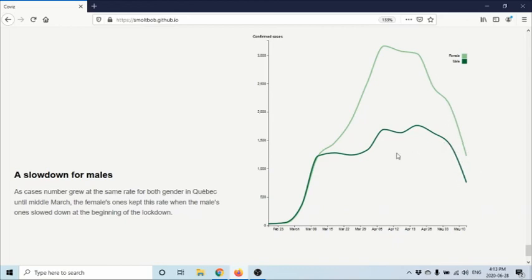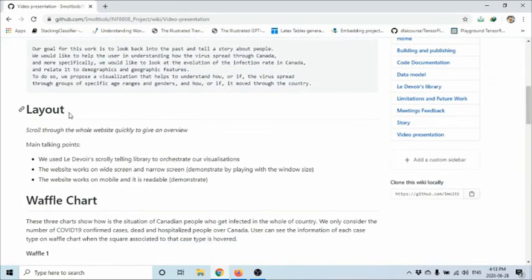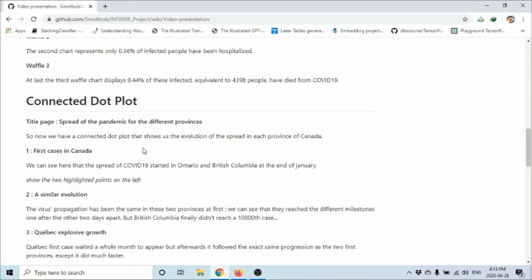That's all what we have in this project. Now for more details, you could go to our GitHub wiki. More details about each chart is provided here.